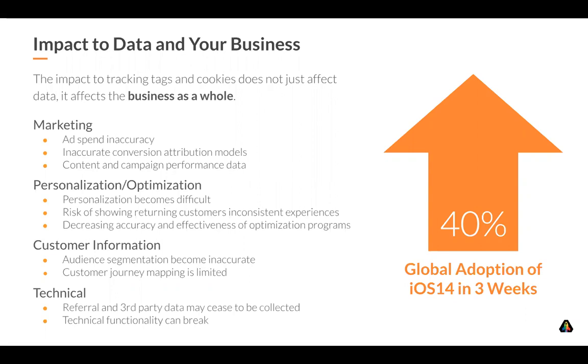So depending on your time boxes, your customer journey mapping could be limited, and your audience segmentation could be impacted. Then on the technical front, we talked about the referrer data being trimmed, but third-party data could actually cease to be collected because the browsers are blocking transmission of that data to those third parties. So if you're buying data from those third parties, that might not be of the highest quality, but technical functionality that's built around some of this technology might cease working entirely, because the underlying assumptions that the technology was built around have changed.